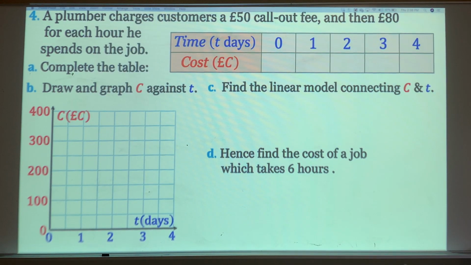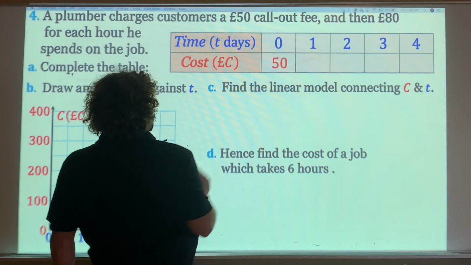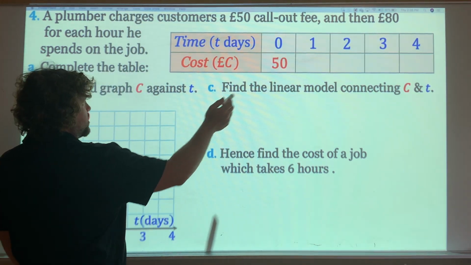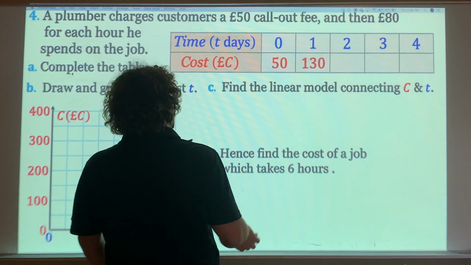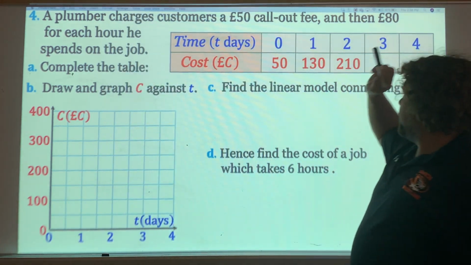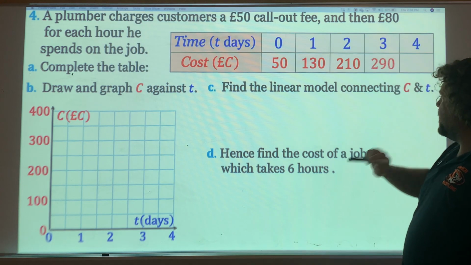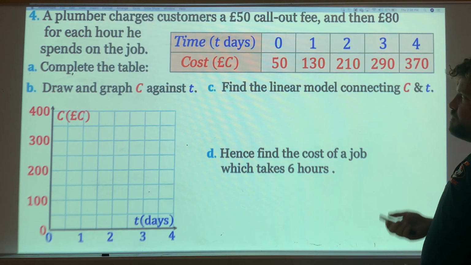All right, way to complete this table. Call out fee means he pays $50 just to go out, and then he pays $80. So you're going to take this number, you're going to add 80: 130, add 80: 210, add 80: 290, 370.